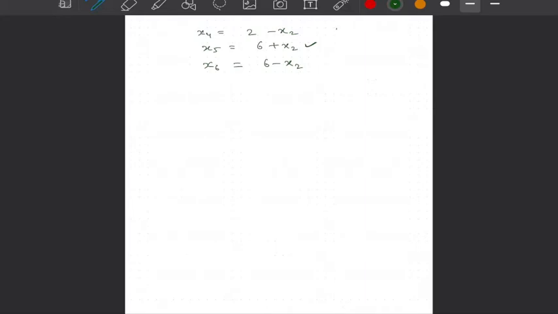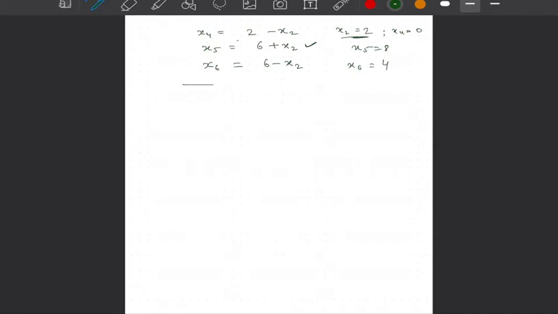So if we make x2 equal to 2, x4 would become 0, x5 would be equal to 8, and x6 is going to be 4 in this case. So the maximum we can make x2 is 2, because if you try to increase this to 6, this term is going to get negative. It would be 2 minus 6, which is minus 4. So we are going to go towards an infeasible solution, which is not acceptable.